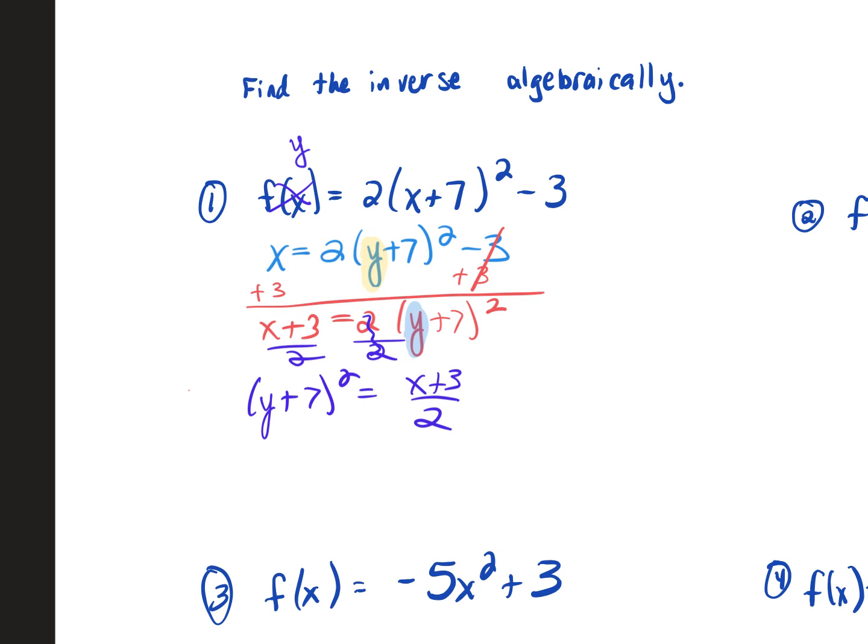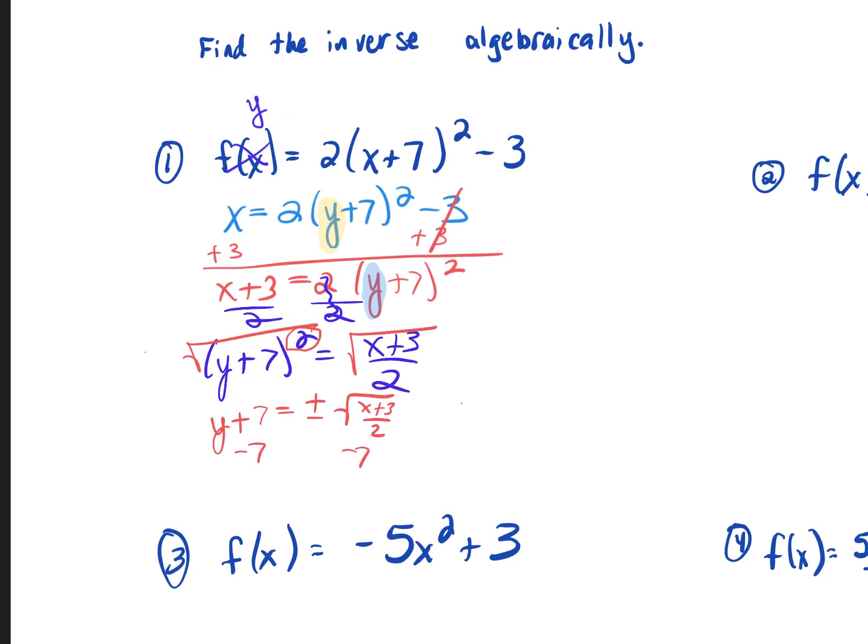Now, guys, how do you get rid of quantity squared? We're going to have to take the square root. What you do to one side, you do to the other. But think about this. This is an even root. So what is going to go in front of my square root sign? This has to have a plus or minus here. So (x plus 3) over 2 is all underneath the root. And the last thing we're going to do is minus 7. So this problem works out to be y equals negative 7 plus or minus the square root of (x plus 3) over 2.